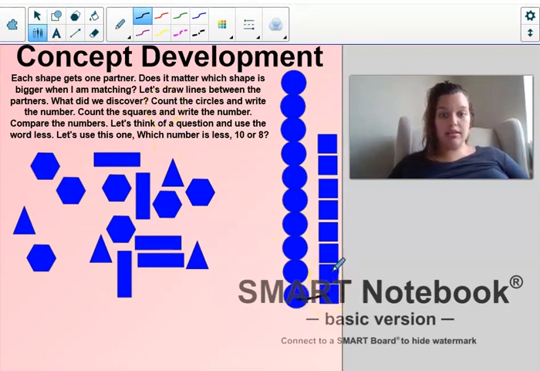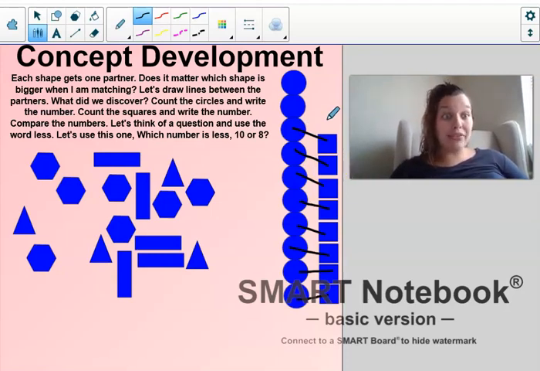Let's draw our lines. Square to circle, square to circle, square to circle, square to circle, square to circle, square to circle, square to circle, square. There are no squares left. So what does that mean? Do I have more circles or more squares? I have more circles because, look, I don't have squares to match those circles, right? So I have more circles.